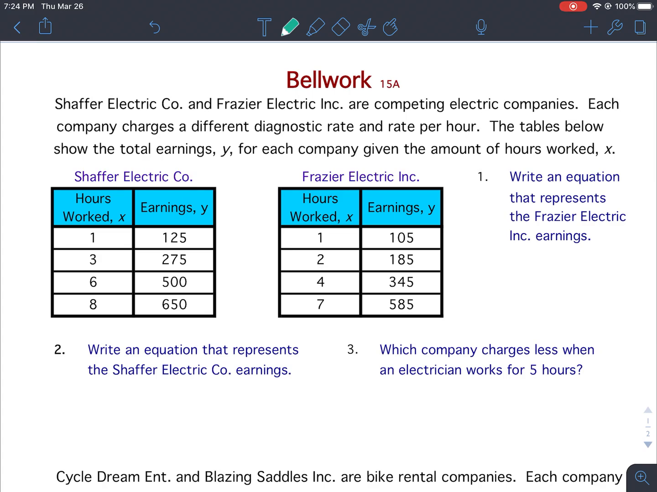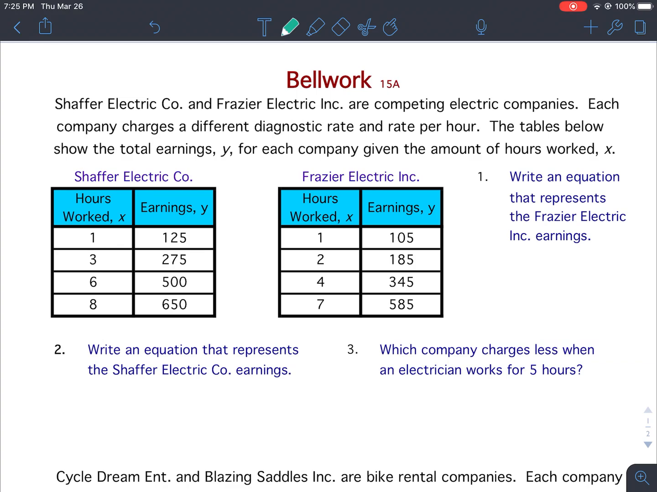So anyways, Schaefer Electric Company and Fraser Electric Incorporated are competing electric companies. Each company charges a different diagnostic rate and a rate per hour. The tables below show the total earnings Y for each company given the amount of hours worked X. So each company charges that diagnostic rate, that one-time fee, and then they each charge a rate per hour. Remember, that one-time fee is your initial value, which is your y-intercept, and that rate per hour is your rate of change, which is your slope. So we have to find the slope and the y-intercept of each of these in order to find the equation.